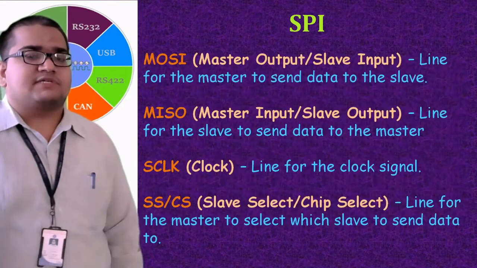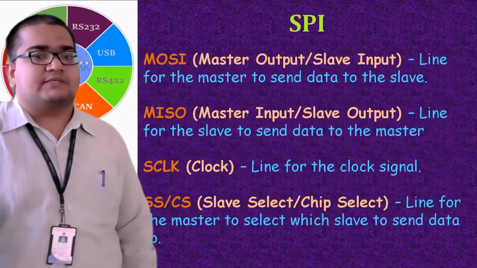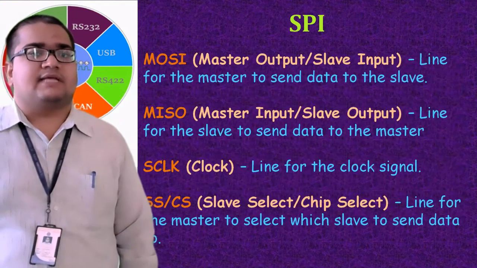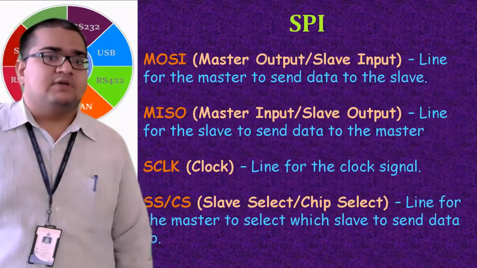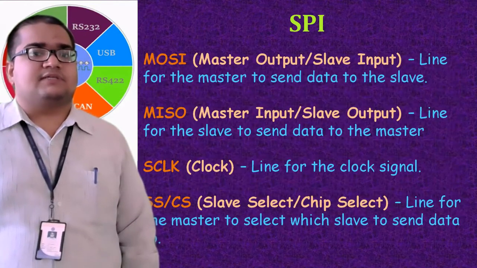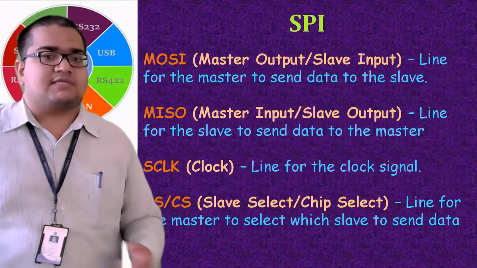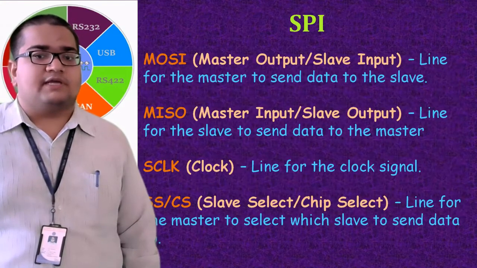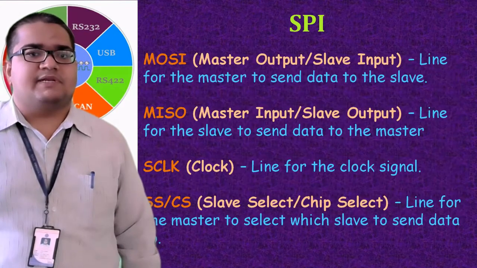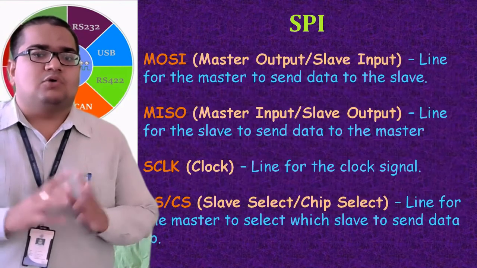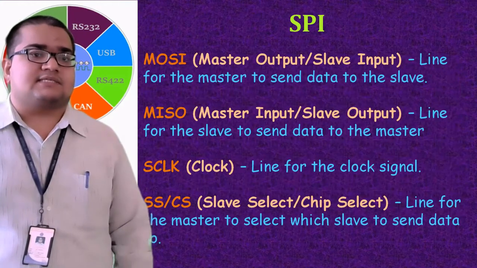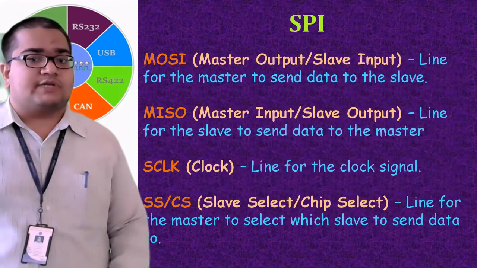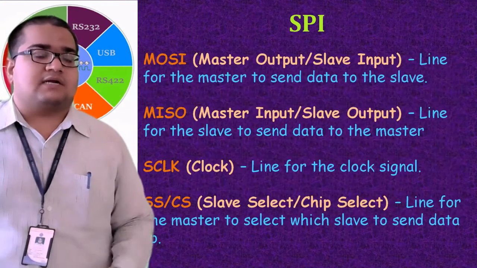So just now, with the abbreviations given, MOSI, MISO, serial clock and slave select, we can read them here. MOSI is the line for the master to send the data to the slave. MISO is the line for the slave to send the data to the master. That means the master will be reading here. Serial clock is a synchronization clock signal. Always this clock will be initiated by the master. Master will be controlling the whole communication. Next is SS, slave select or chip select. This line is there for the master to select which slave it wants to send data to or receive data from.